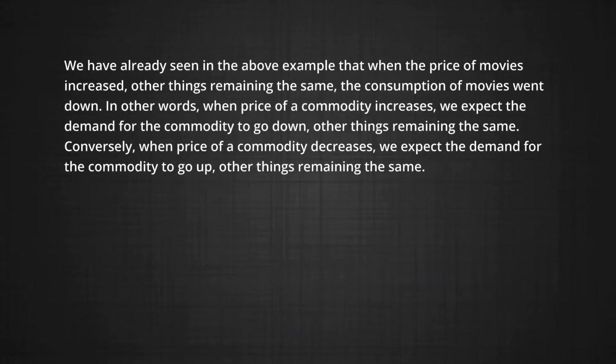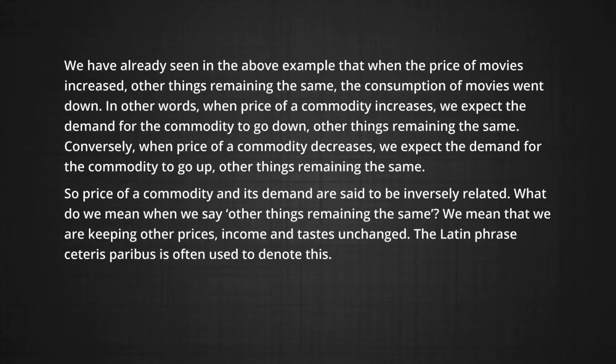We have already seen in the above example that when the price of movies increases, other things remaining the same, the consumption of movies went down. In other words, when the price of a commodity increases, we expect the demand for that commodity to go down, other things remaining the same. Conversely, when the price of a commodity decreases, we expect the demand of the commodity to go up, other things remaining the same. So, the price of a commodity and its demand are said to be inversely related.